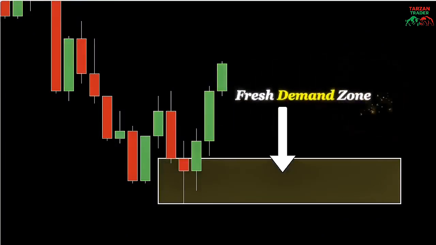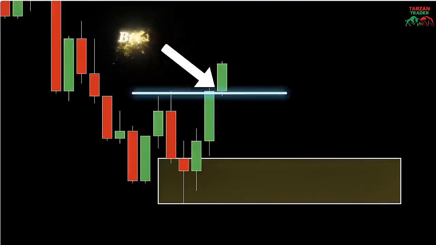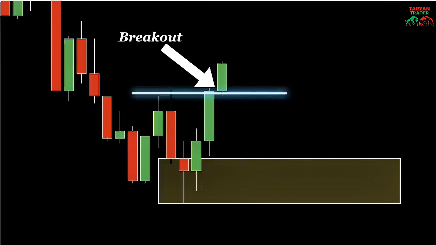The zone is fresh, meaning it hasn't been tested before. That's another positive, and it suggests that we may see a strong reaction when the price revisits the area. Next, the move does break through the previous structure, breaking above a resistance level, which is what we want to see. However, this is where the problem lies.